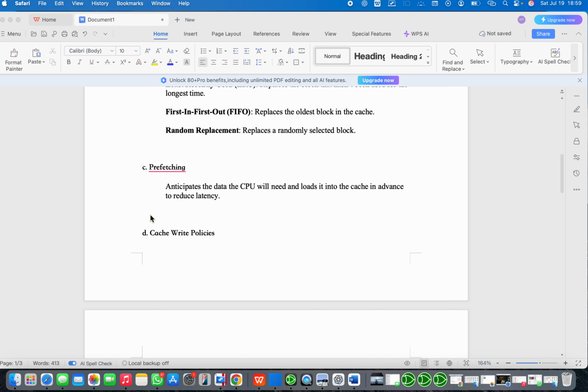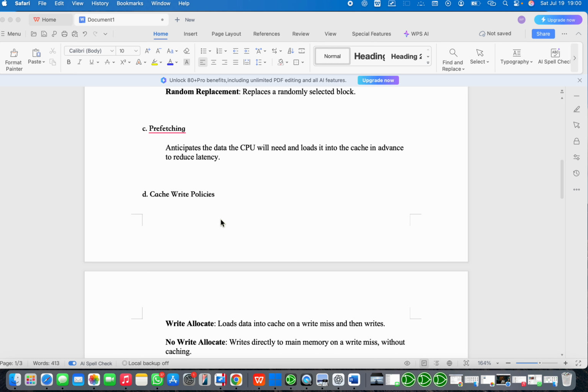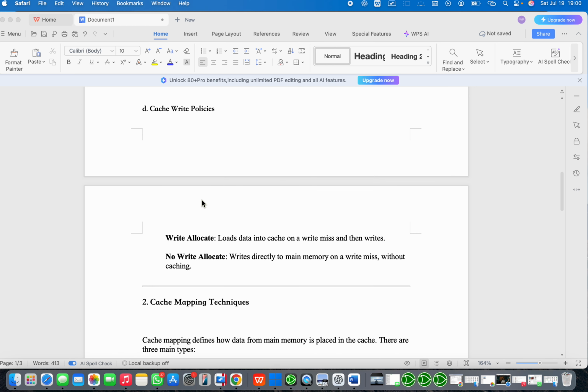So let's get to prefetching. It anticipates the data the CPU will need and loads it into the cache in advance to reduce latency. Normally the cache works together with the RAM. The cache anticipates that once the CPU is processing this data, it will need this particular data or information, and quickly fetches that data from the RAM to the cache, so that in case the CPU needs it, it will not go back to the RAM, it will just take it from the cache. So it reduces latency.